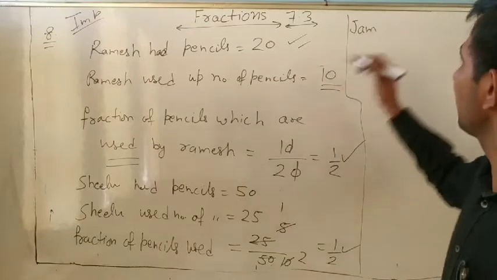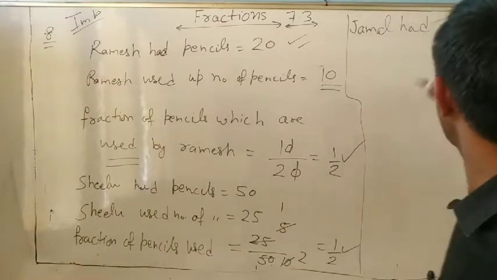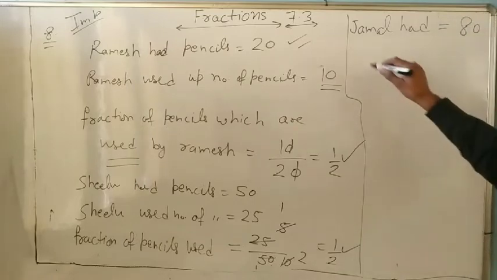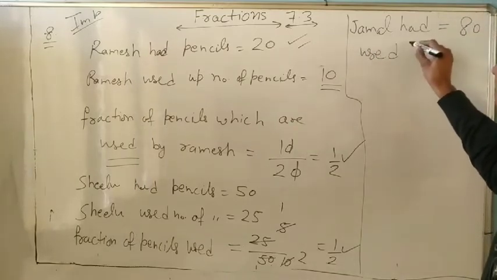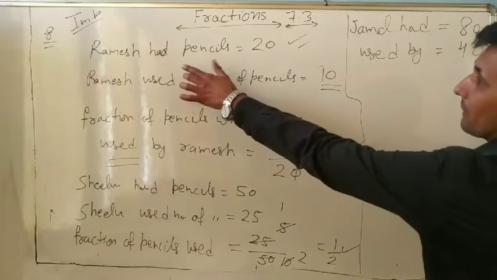You write yourself, okay? So I am writing direct. Jamal had how many pencils? 80 pencils, given in the question. And how many used? So used by Jamal how much? 40. You will write like this one, same as it is.